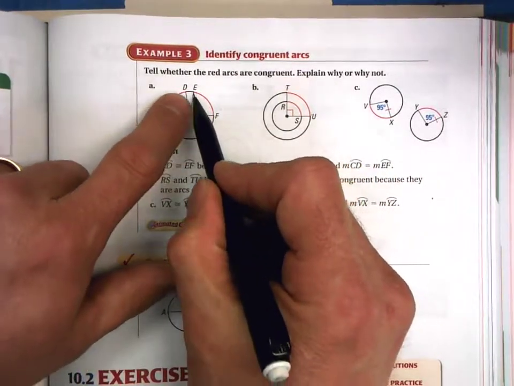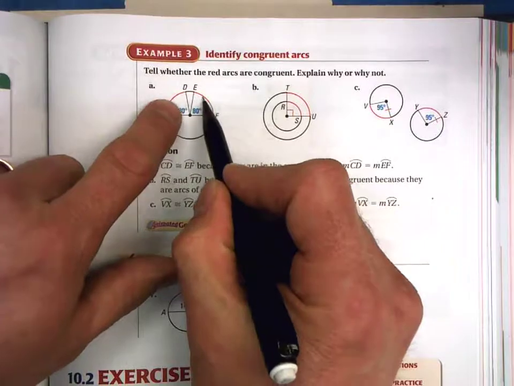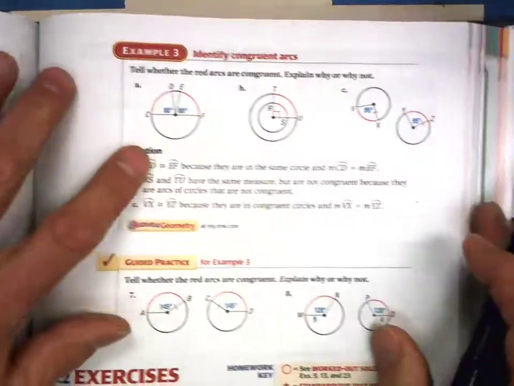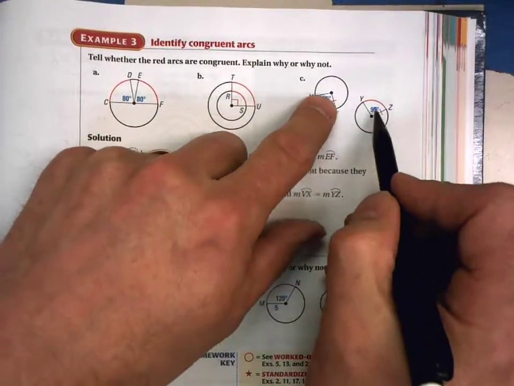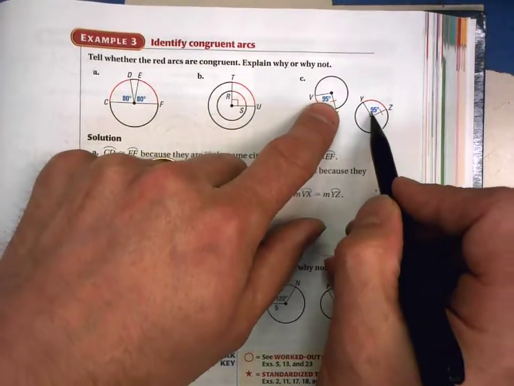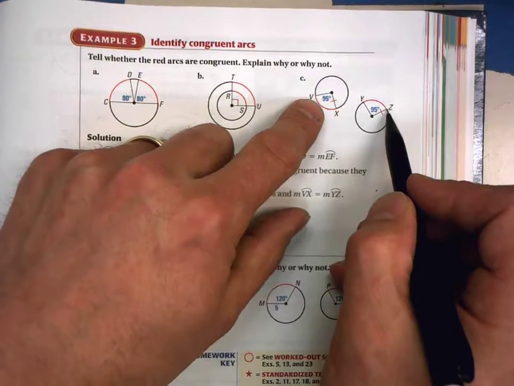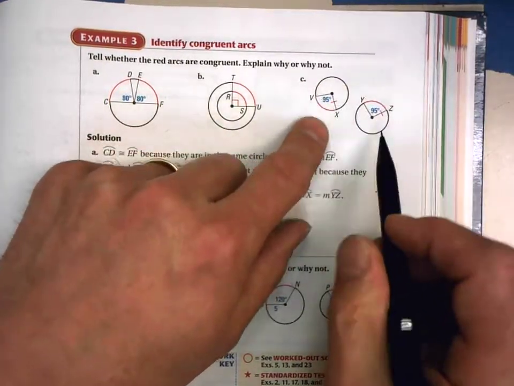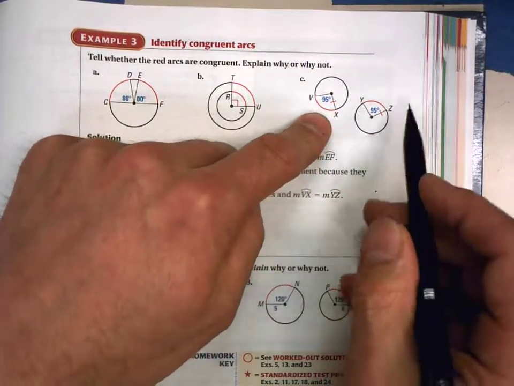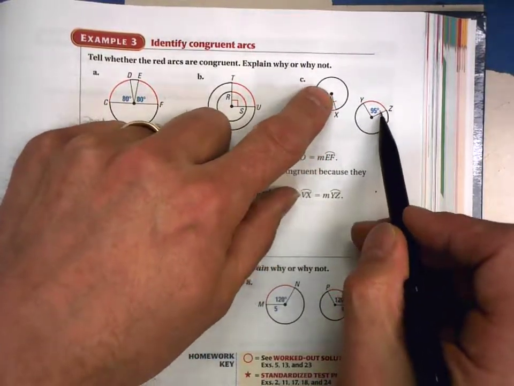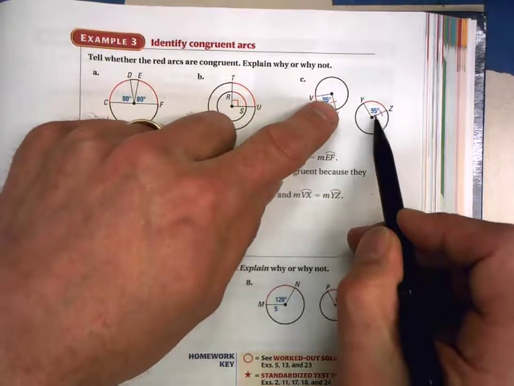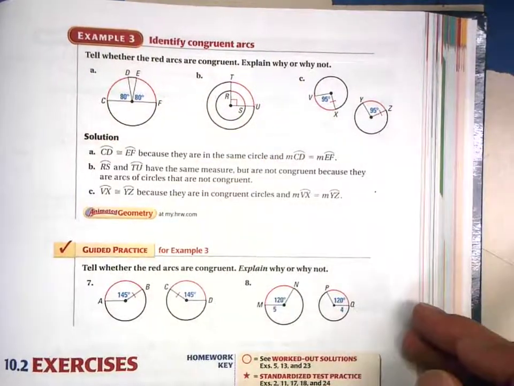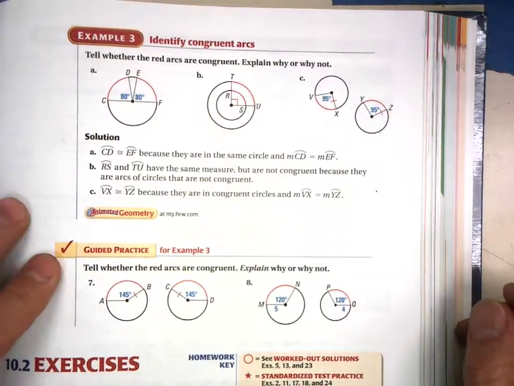There are two arcs that have the same measure, and they are also of the same circle, or they have the same measure of the arc, and also the circles they are in are congruent to each other. So how do I know that these two circles are congruent to each other? Well, the radii for the circles are congruent to each other. So therefore, these are congruent to each other.